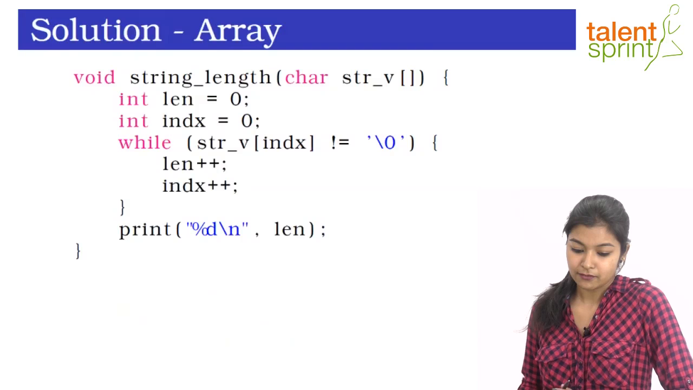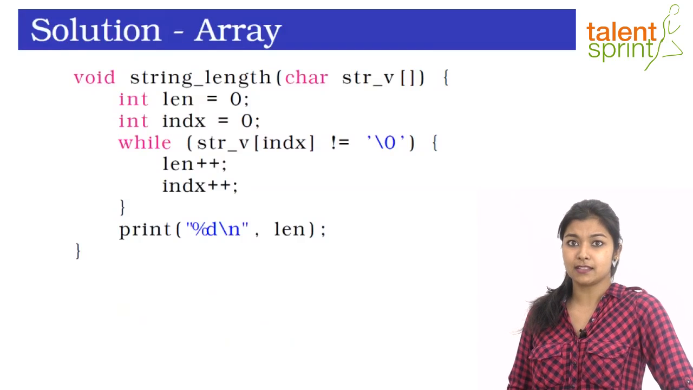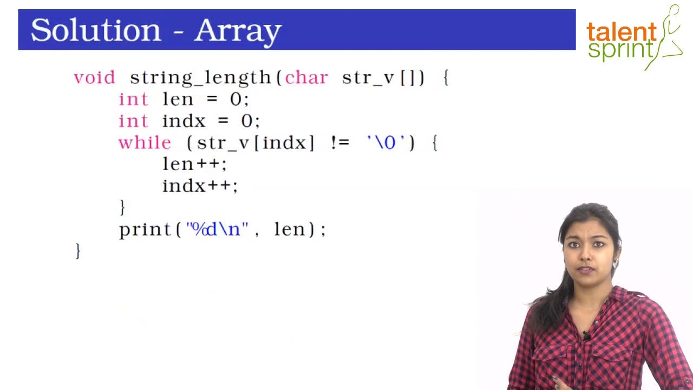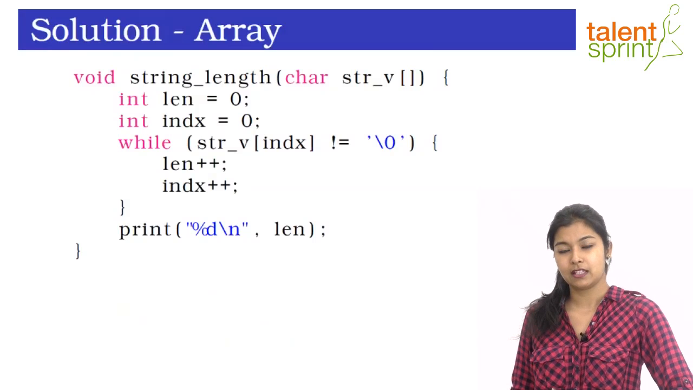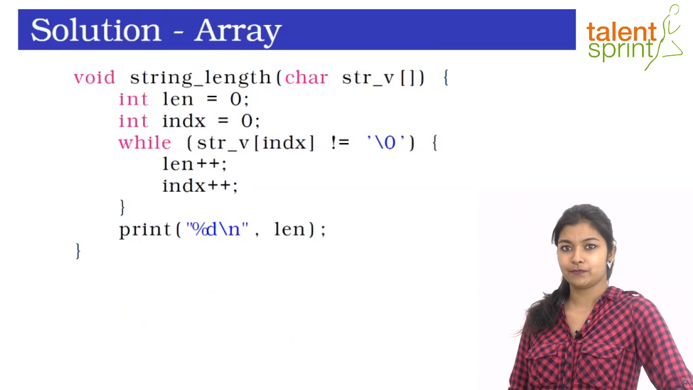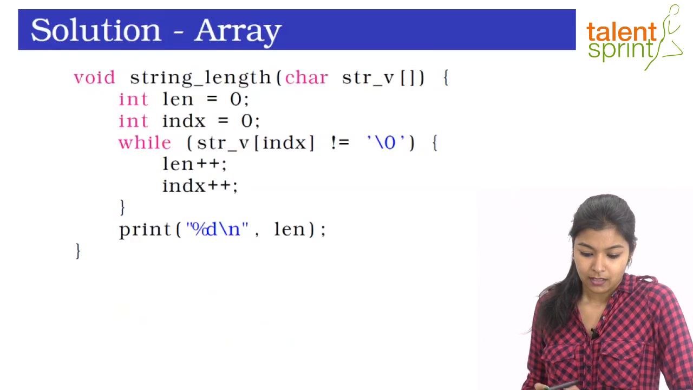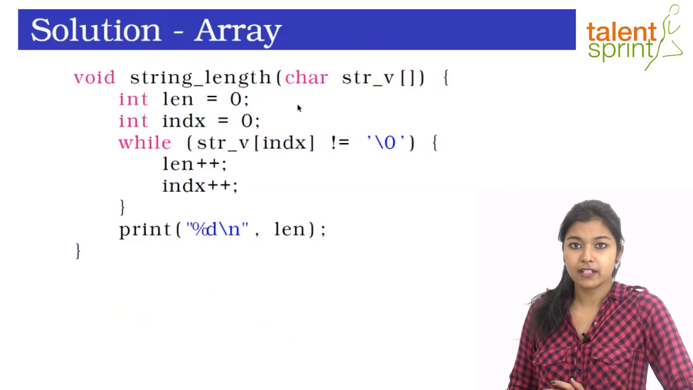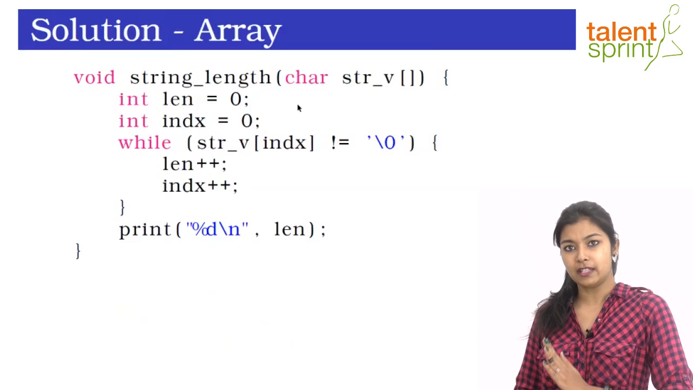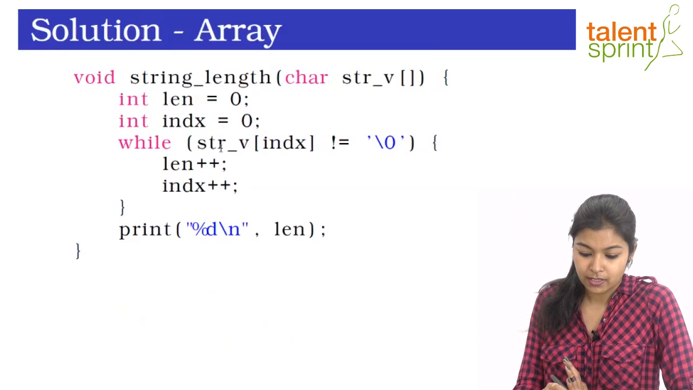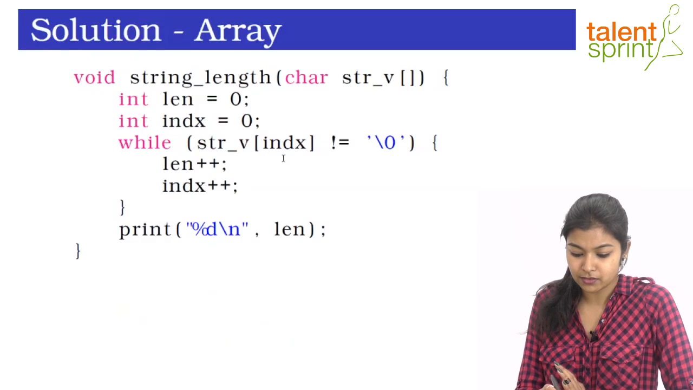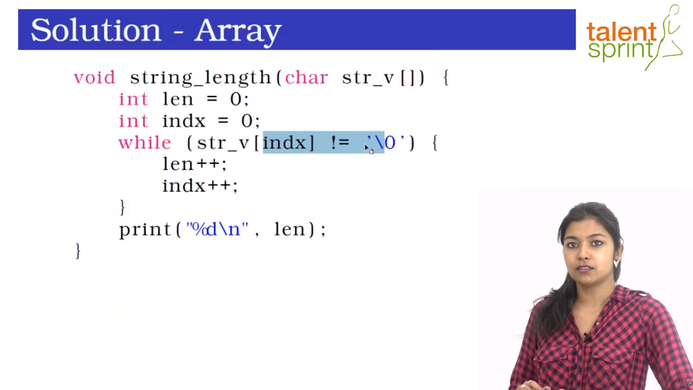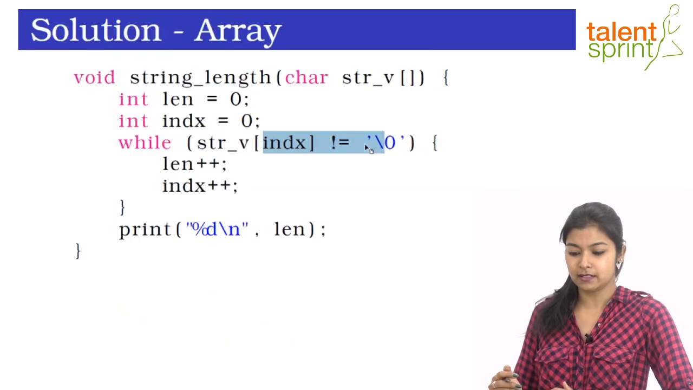In the slide, as you see, we have written a function string length that is taking the array input. Now let me tell you, we can do this function using arrays or using pointers, and we are going to take a look at both. Starting with arrays, we have created a variable length to store the length of the string and a variable index that will traverse through the array. In our while loop, we are traversing till we reach the end of the string, and in each iteration we are adding into the length and increasing the index.